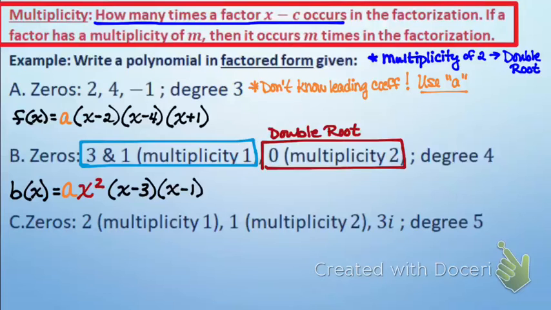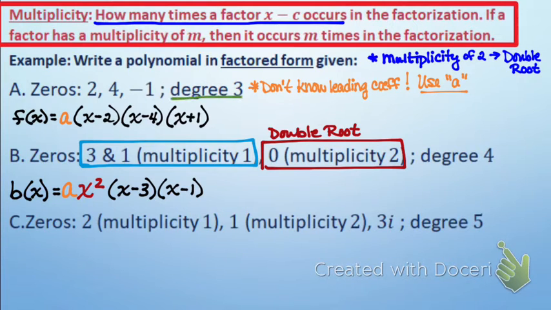All right, so yesterday we were writing polynomials in factored form. They didn't give us the leading coefficient, so we were putting a in there to hold the place of that leading coefficient. And every single time we want to make sure that it's matching the degree that they're giving us. So I just want to look back over the ones that we did yesterday.